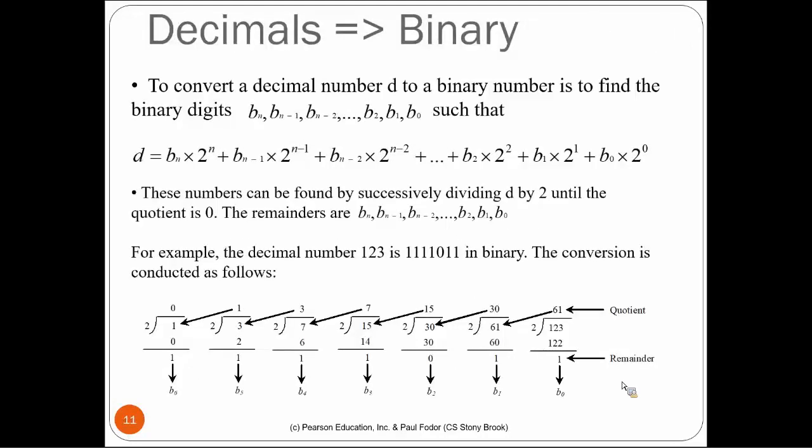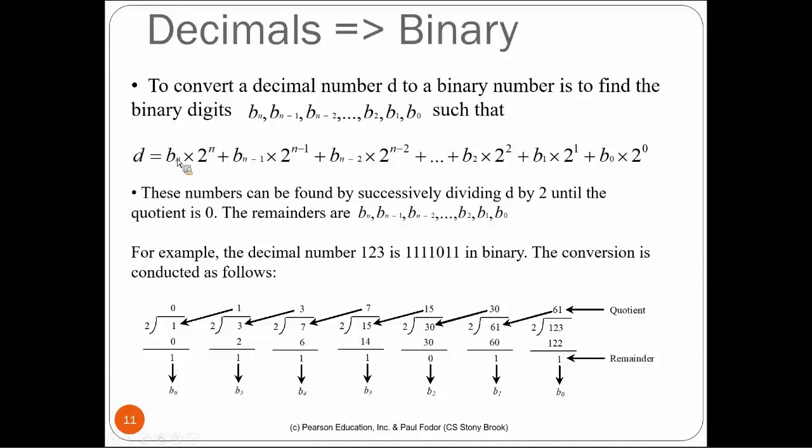Now, next is how do we convert from decimal to binary? The conversion from decimal to binary is basically to find, for any number d in decimal, the corresponding unique representation in binary, bn to b0, such that the number d is equal to bn multiplied with 2 to the power n plus bn minus 1 multiplied with 2 to the power n minus 1, and so on up to b0 multiplied with 2 to the power 0.